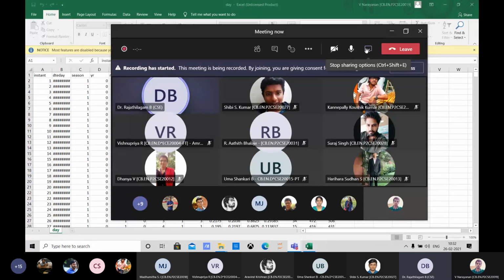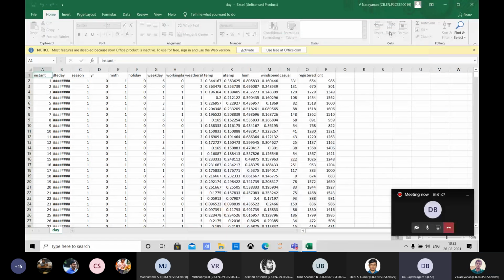What inferences can you make out of this data set? You can keep it shared. Actually, it is conveying something to us. If you look at the last column, count, how many registered, the casual, what is this wind speed? Oh, wind speed, humidity, temperature. Yes, ma'am.